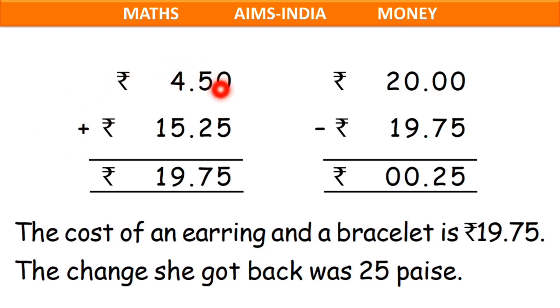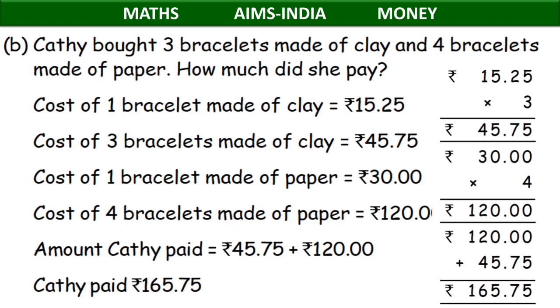See here, what did they do? They added the amounts, and from the total money she gave, we subtracted the total cost of the items. Yes, so the answer is 25 paise. The cost of an earring and bracelet is 19 rupees 75 paise, and the change she got back was 25 paise. Yes, children, clear? Now coming to question B.